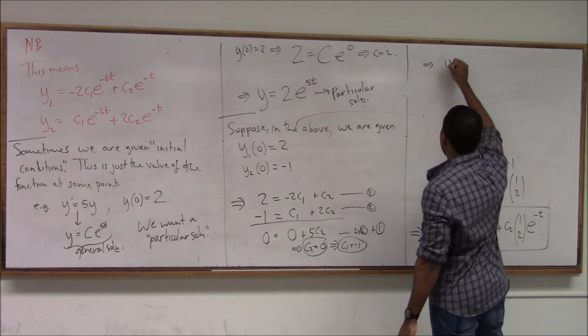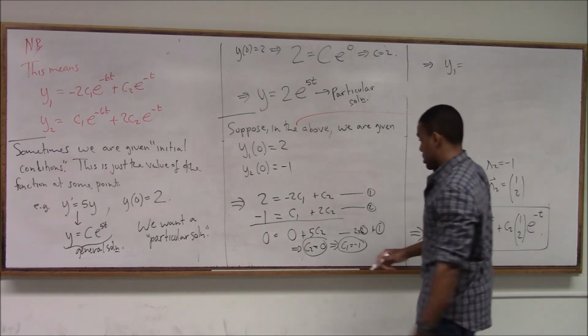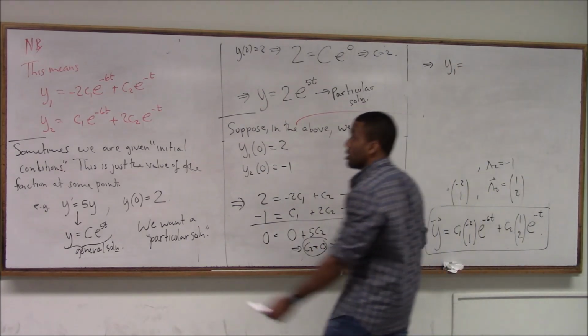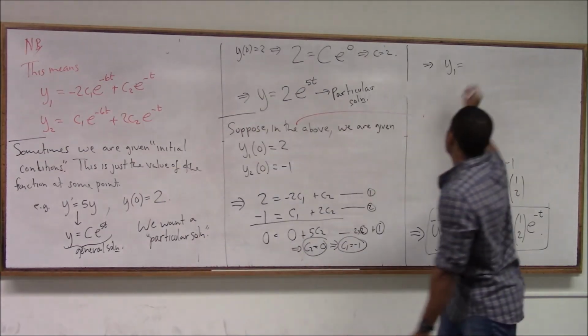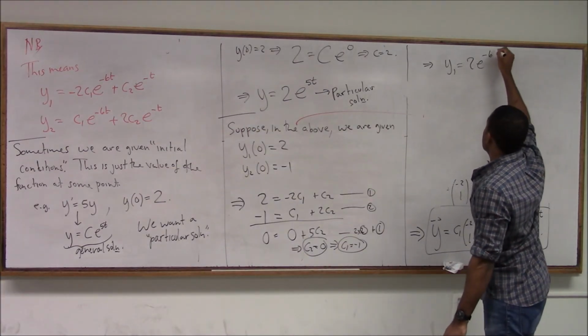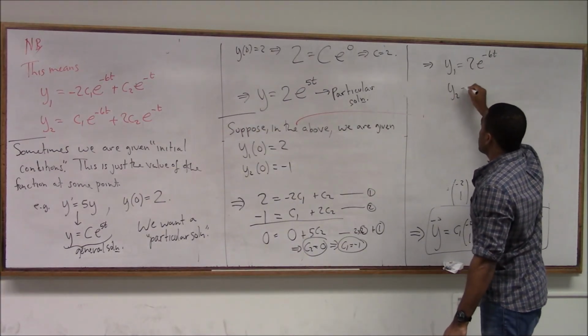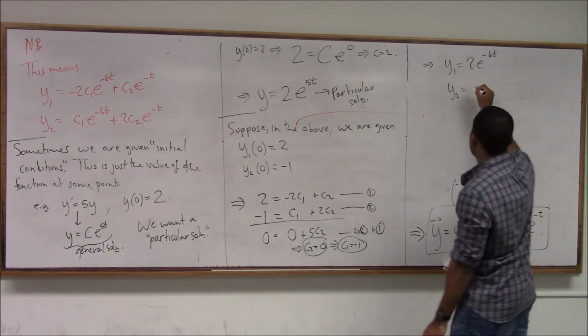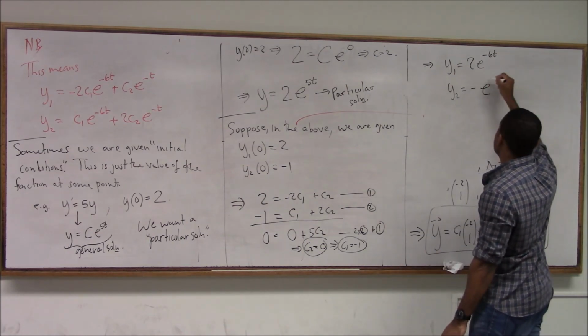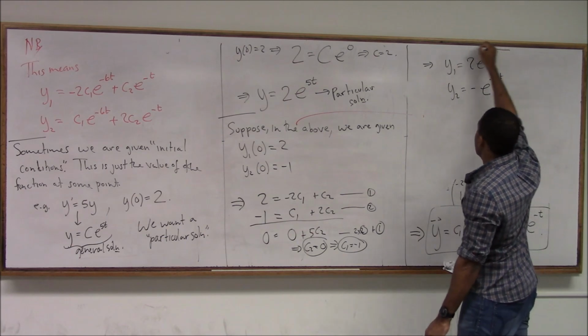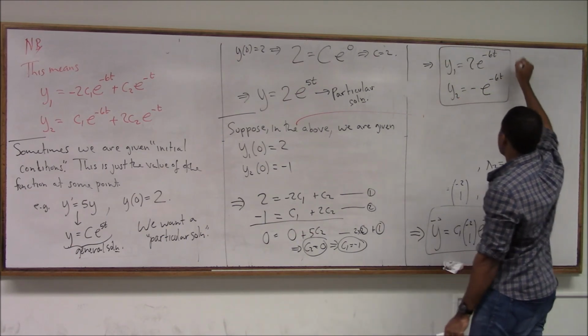This means y1 equals, I'm going to plug in c1 equals minus 1, 2e to the minus 16, c2 equals 0, minus e to the minus 16. And that is my particular solution.